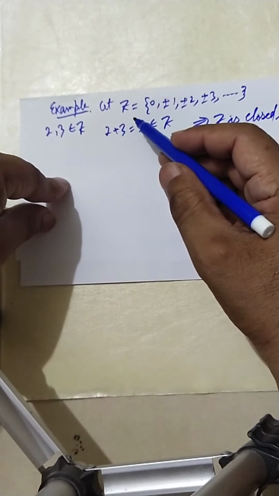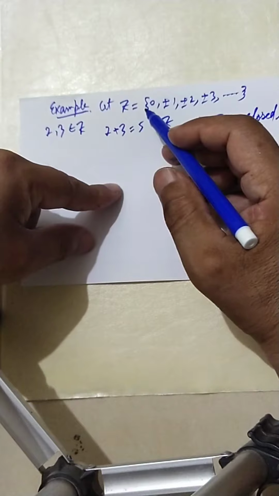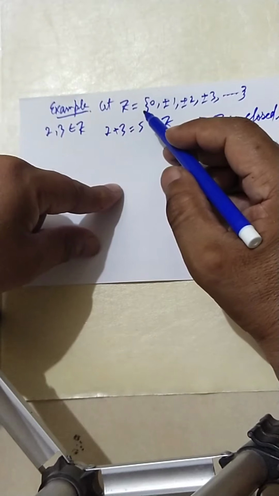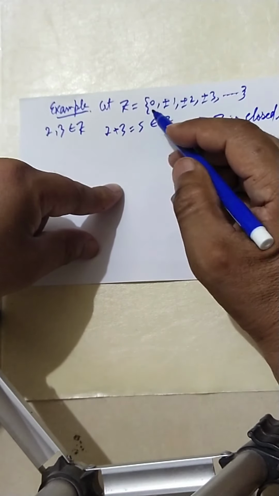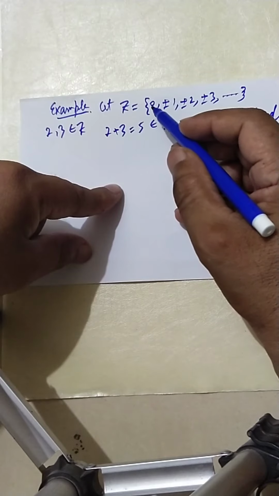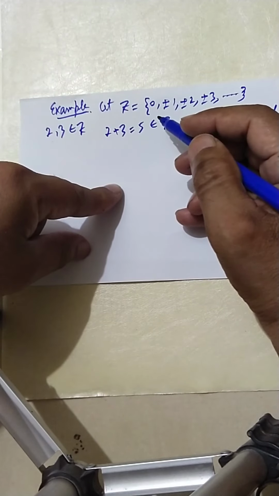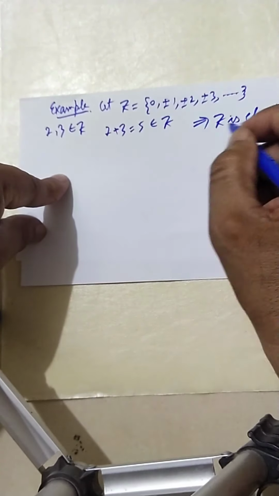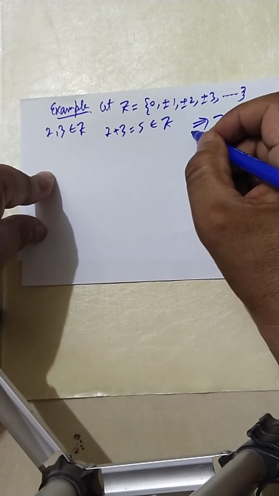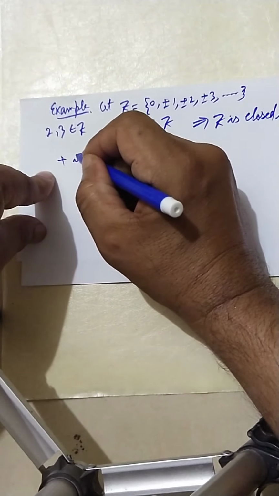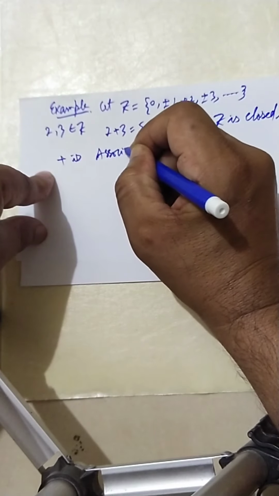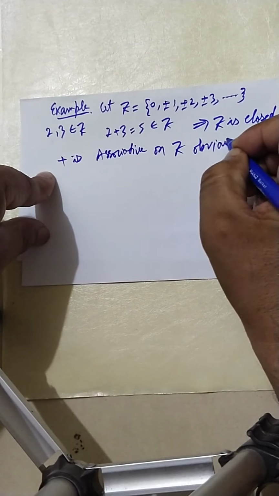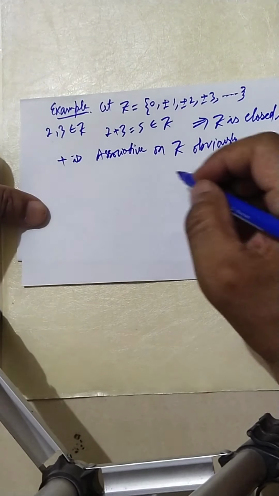Here, if any set contains 0, then it may or may not be a group according to addition, because additive identity is 0. It will never be a group under multiplication, because 0 has no multiplicative inverse. Again, the first property is proved. Number 2, addition is associative on Z, obviously. Second property is proved.